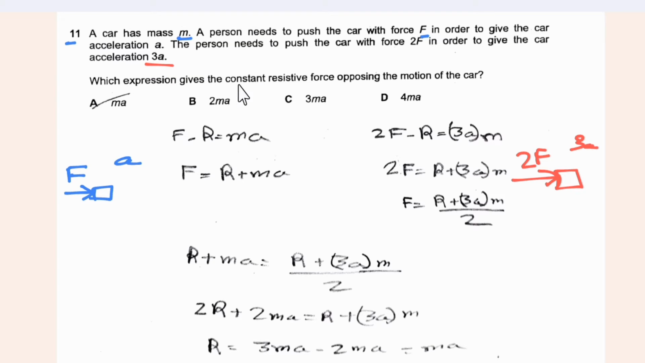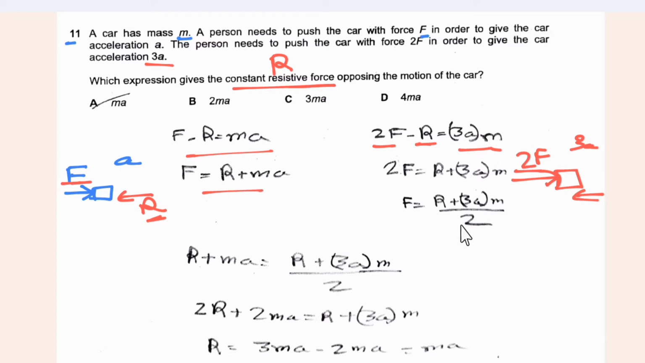So which expression gives the constant resistive force, that is R, opposing the motion of the car? We know that the forward force minus backward force is equal to mass into acceleration. That is our first equation. And for the second equation, the forward force, that is 2F, minus the backward force, that is the resistive force R, is equal to mass into acceleration.